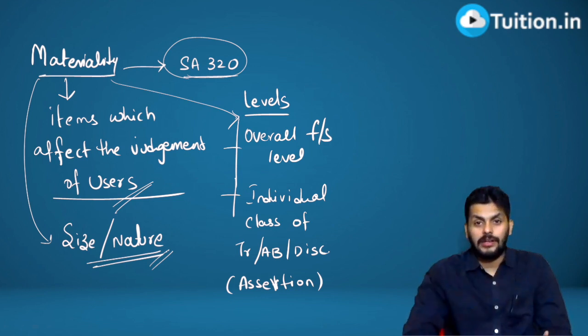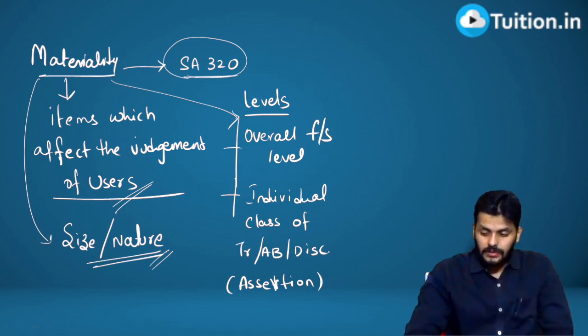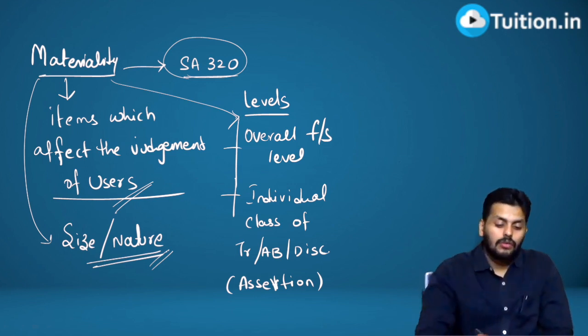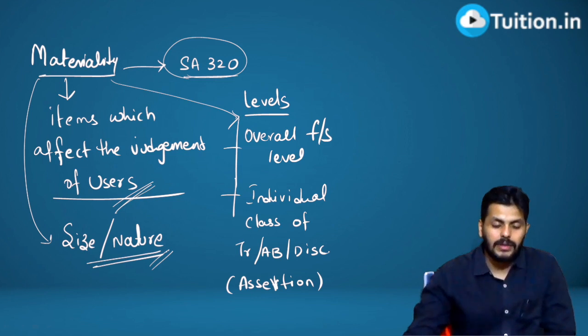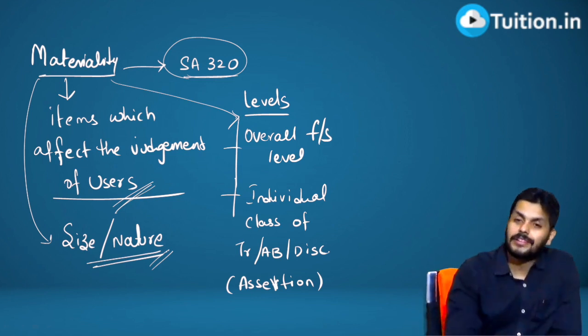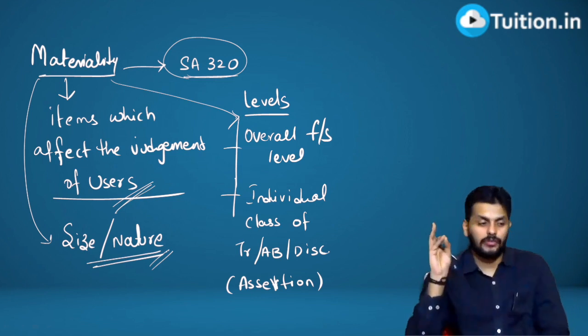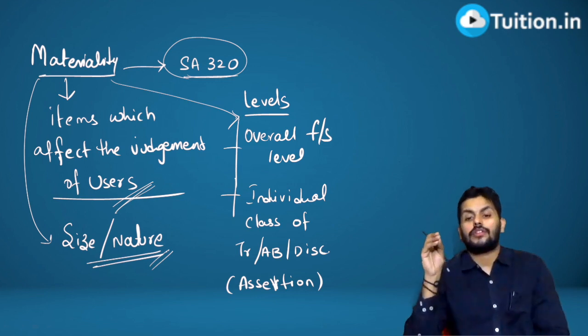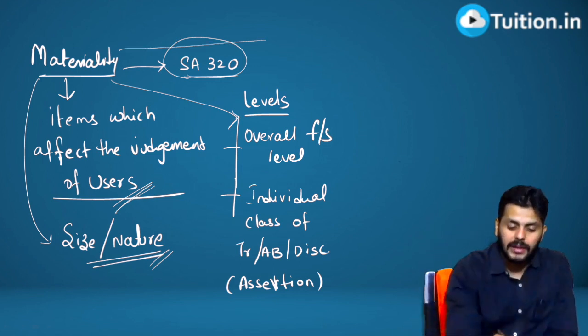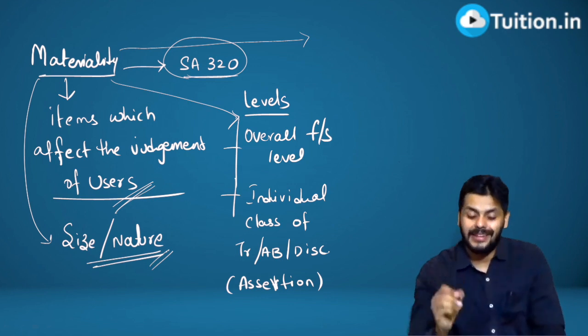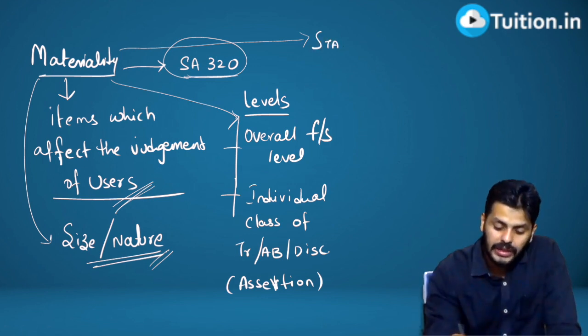So please understand, materiality is something to do with the seriousness of an item, right? How influential it is in somebody's decision. That's what materiality is all about. Items which affect the judgment of users, size and nature of the misstatement, and also it is discussed at two levels. And one more point that I would want you to understand is that materiality is defined in two stages.